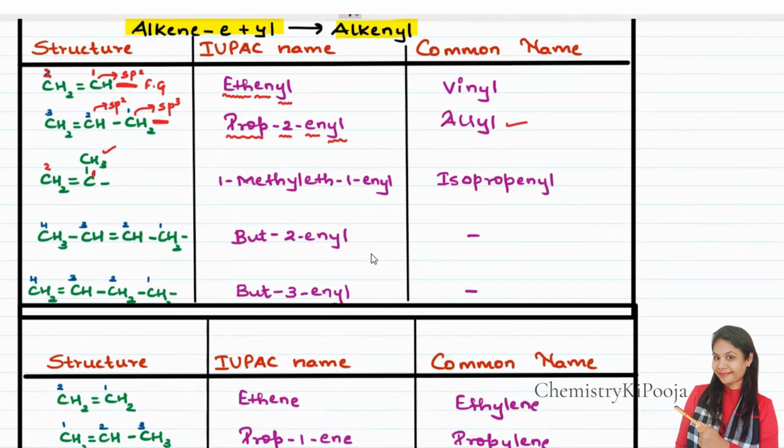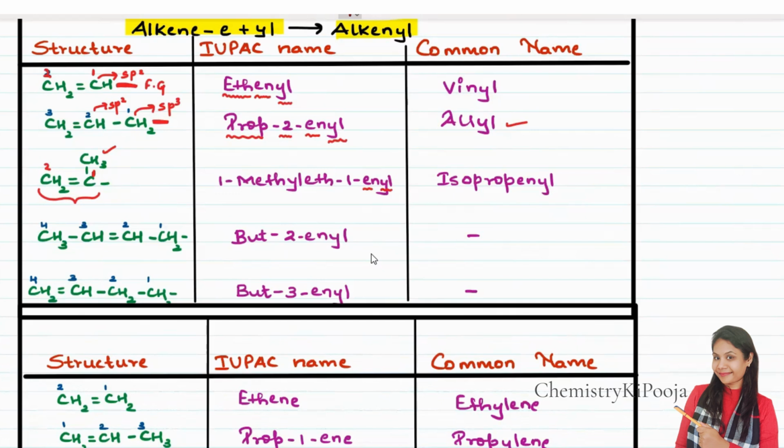Now the naming will be: on the first carbon there is one methyl group, then eth, because there are two carbon atoms, then this is 1, and then ene, and then finally yl. So the naming is 1-methyl-eth-1-ene-yl. This is the IUPAC name of the structure.